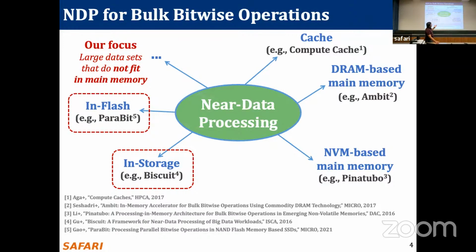At the SRAM cache level, we have Compute Cache, which is one of the main works. At DRAM, we have Ambit, which was done at SAFARI. And then we also have Pinatubo for NVM-based main memory. For in-storage processing, we have a work called Biscuit. And for in-flash, we have a recent work called ParaBit. Our focus is to look at these two areas, in-storage and in-flash, because we expect that large data sets do not fit into the main memory. So we look at works which are done at the storage level.